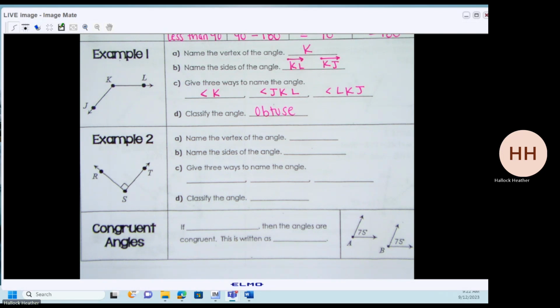You quit? You quit math? Yeah. Oh, okay, good. Don't quit math.